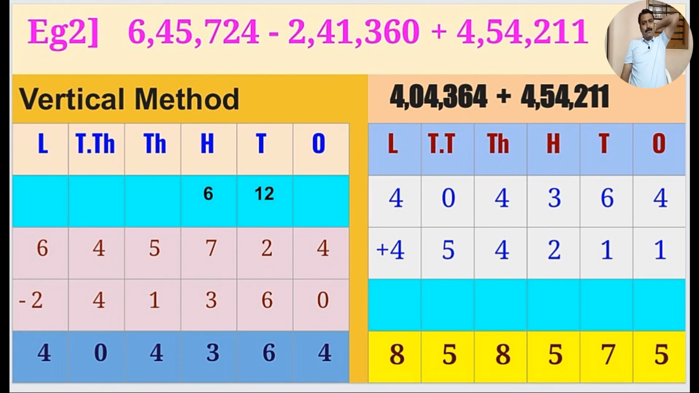Thereafter the fifth column is of 10,000s, and the sixth column is of lakhs. So these are the 6 columns I am taking. Now we arrange both numbers in their proper way. The first number I am putting here.